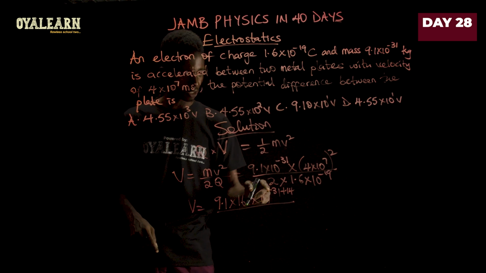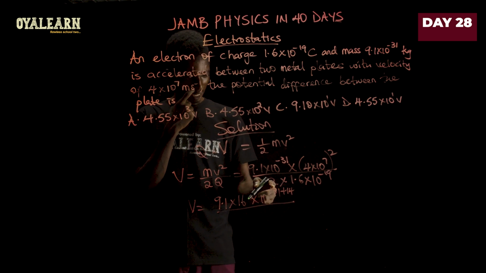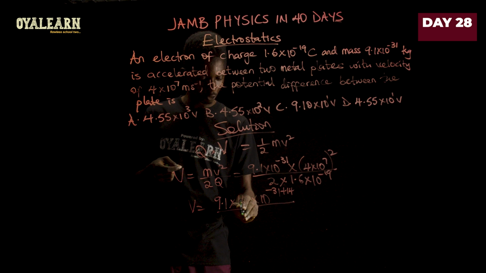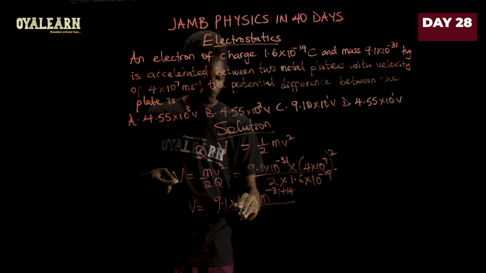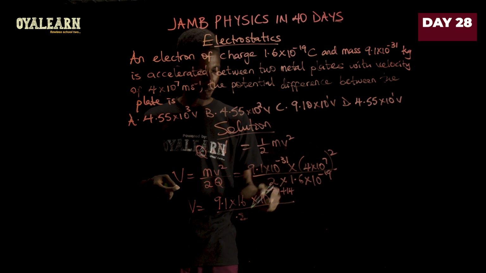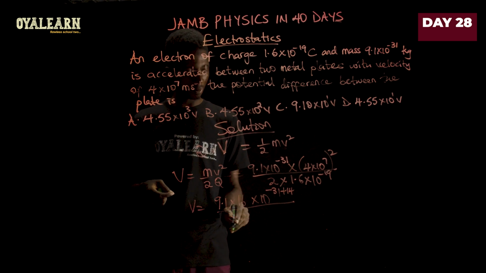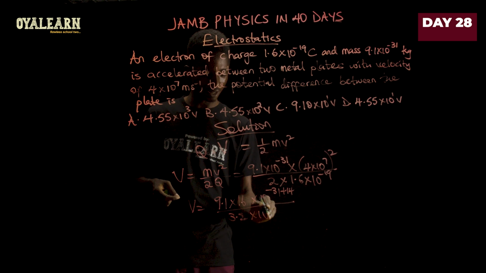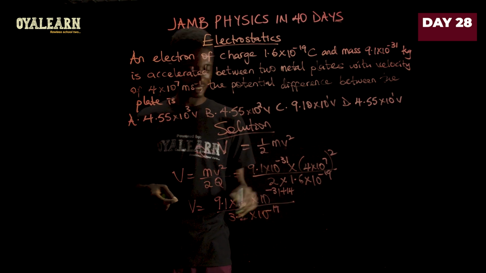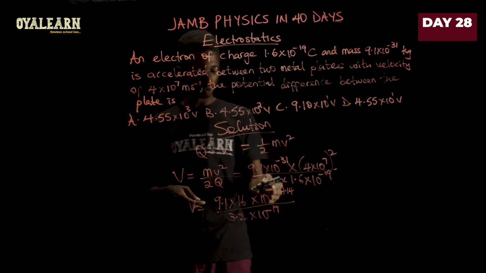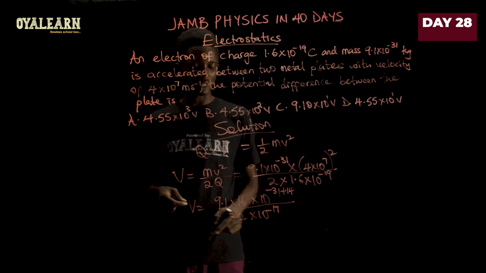Now what we have here is 2 times 1.6. Now 2 times 6 is 12. So 2 carry the 1. 2 times 1, that's 2 plus 1, and then we have 3. So 3.2 times 10 raised to power minus 19. So all that is left to do is to see what this gives us and then simplify this other part.